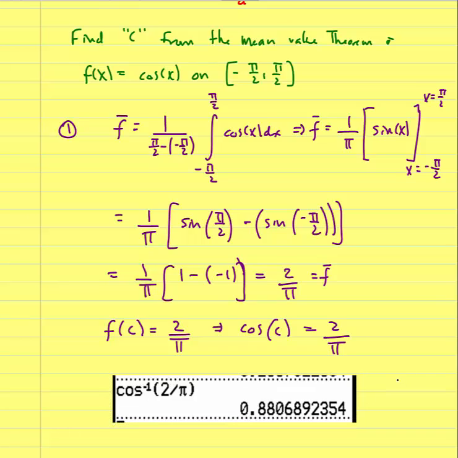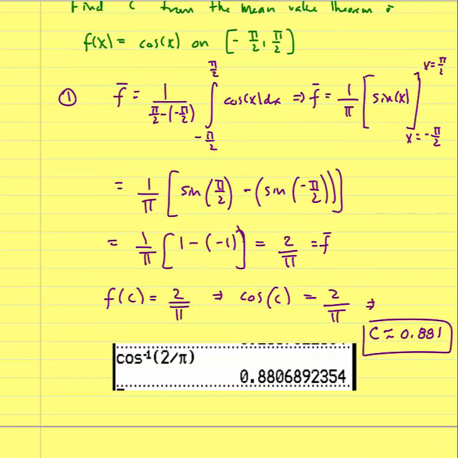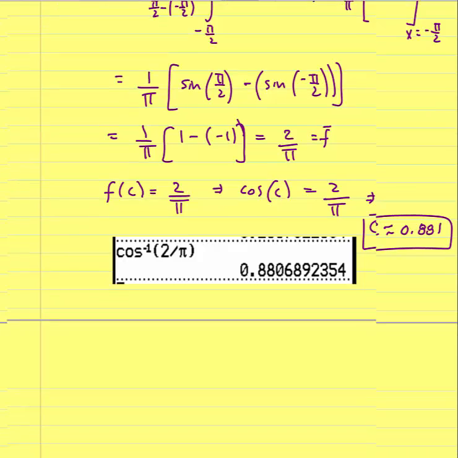So this tells me that the value of c is approximately equal to 0.881. So this is the value of c guaranteed by the mean value theorem. So graphically, let's see what this looks like, because this isn't really clear to me, what we just did. We found c, but I'd like to see a picture of what's going on.